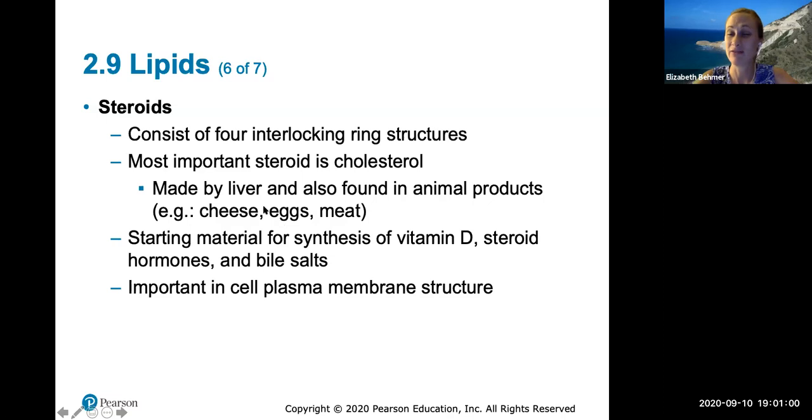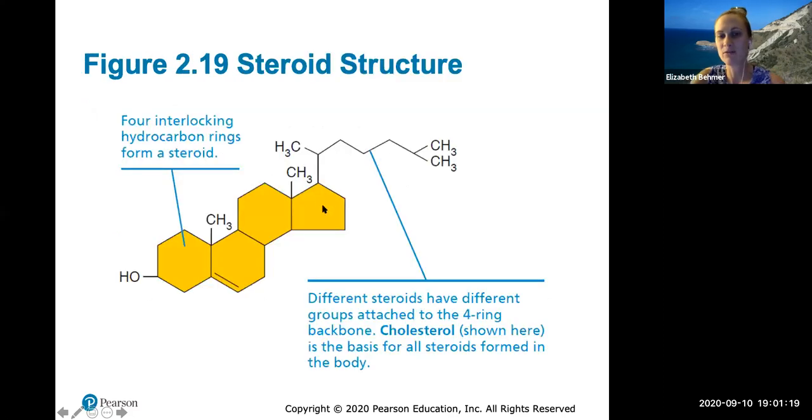Cholesterol is made by your liver, and it's also found in animal products like cheese, eggs, meat. Cholesterol is the starting material for synthesizing vitamin D, steroid hormones, and also your bile salts. And cholesterol is also important in your cell plasma membrane structure. So that's cholesterol. It's the most important steroid in your body.